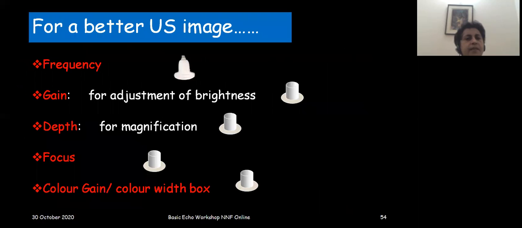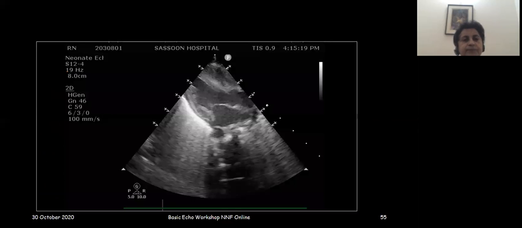So for a better ultrasound image overall, to sum it up, I need to look at the frequency. I need to adjust for brightness or gain. I need to look at the depth for magnification of the tissue. The focus is important, and also the width, and the color, which will be discussed in the Doppler section.